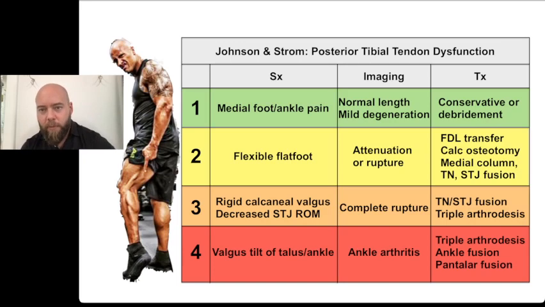throughout the limb. In order of imaging findings, number 1, if they just have medial foot and ankle pain, the PT tendon's probably just slightly torn or attenuated. So they're going to have normal length, but they'll have just some mild degeneration on MRI. Okay. Stage 2, they have a flexible flat foot. What would allow them to have a flexible flat foot? Well, the PT tendon is attenuated or ruptured. Okay, that allows it to collapse. Stage 3, they have a valgus, which is only possible with a complete rupture. Okay. And stage 4, the ankle is involved. They're going to have ankle arthritis, of course.